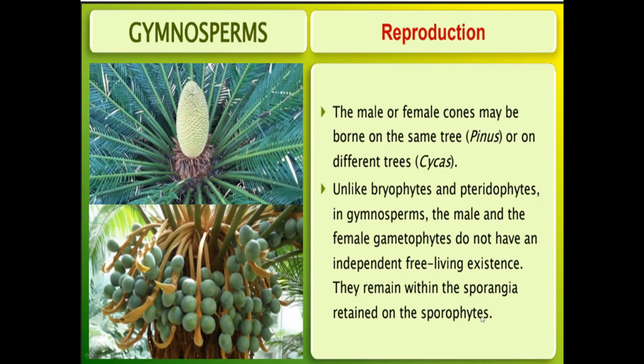What happens in pteridophytes? One sporangium will give rise to the male gametophyte and the other sporangium will give the female gametophyte. They both grow separately, but here it is not like that. The male gametophyte and female gametophyte are both on the plant, that is, on the megasporangium and microsporangium.